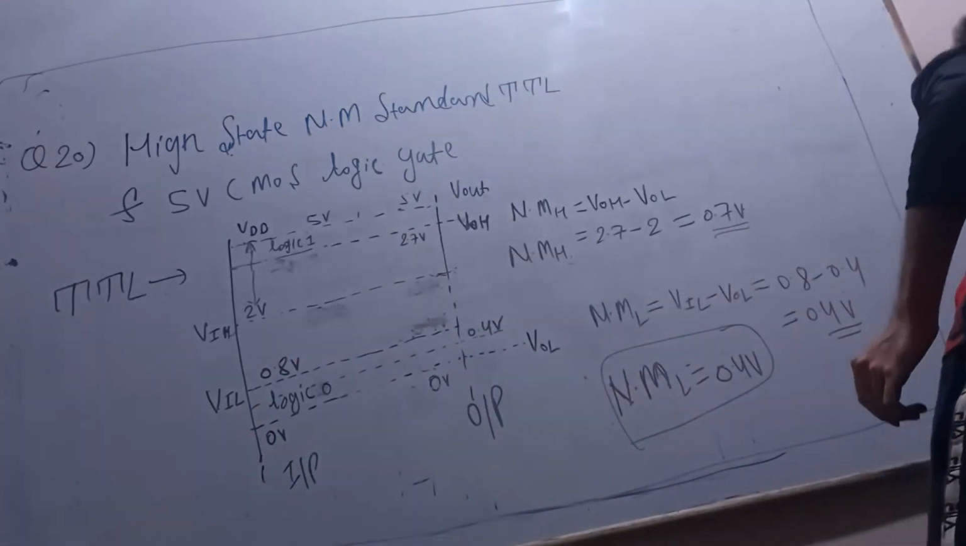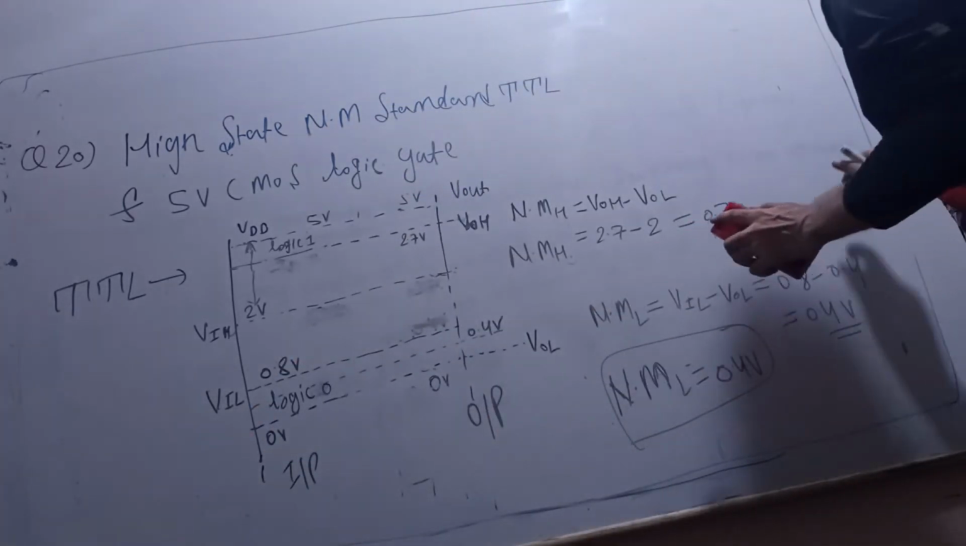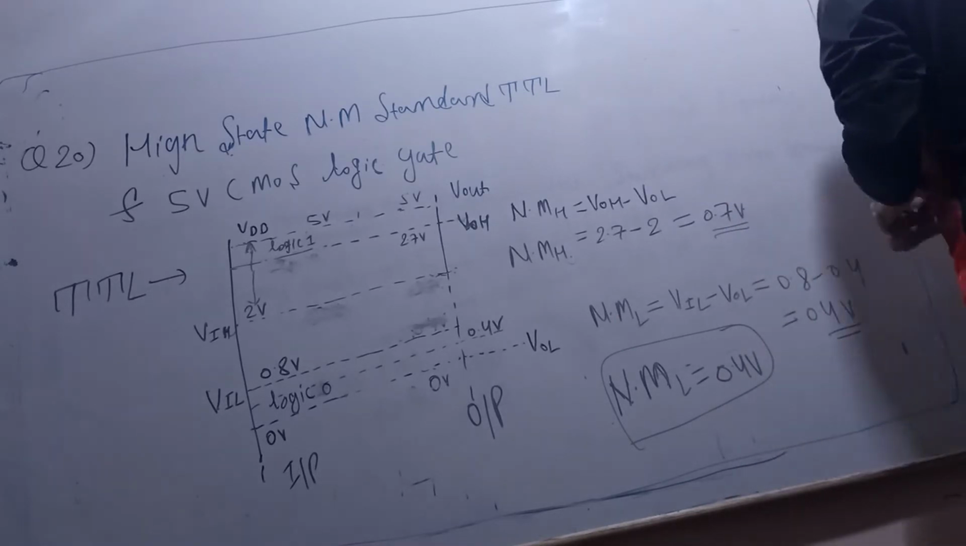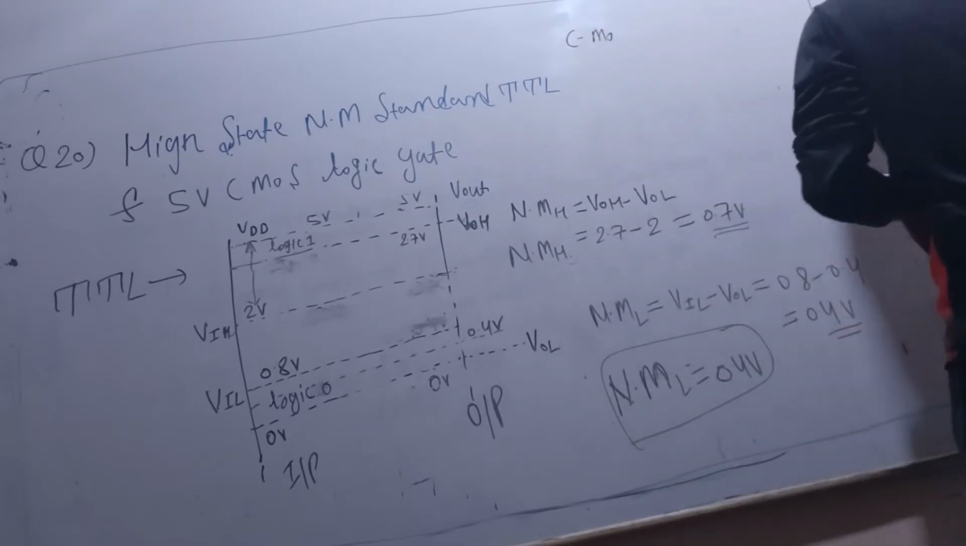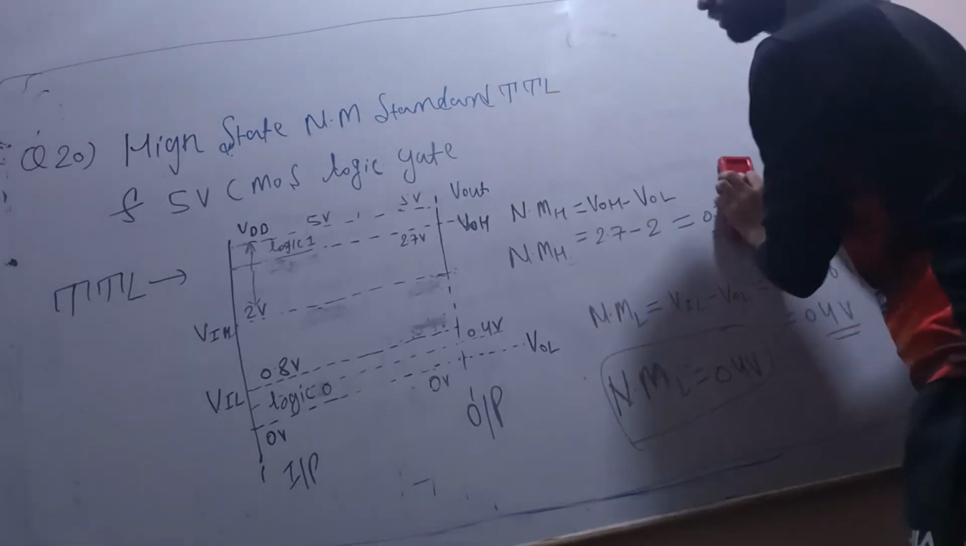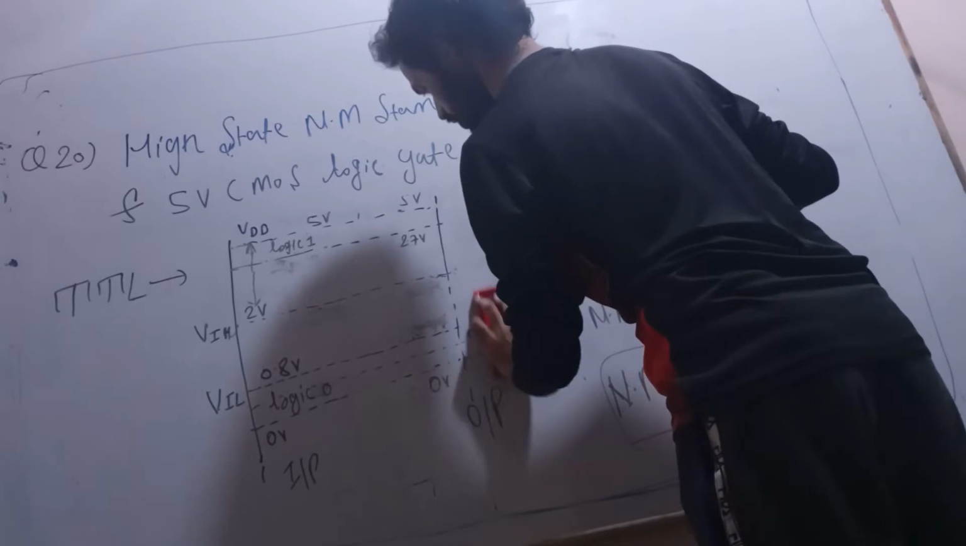Now we have to check for CMOS. Let us see for CMOS here. We will draw for CMOS.